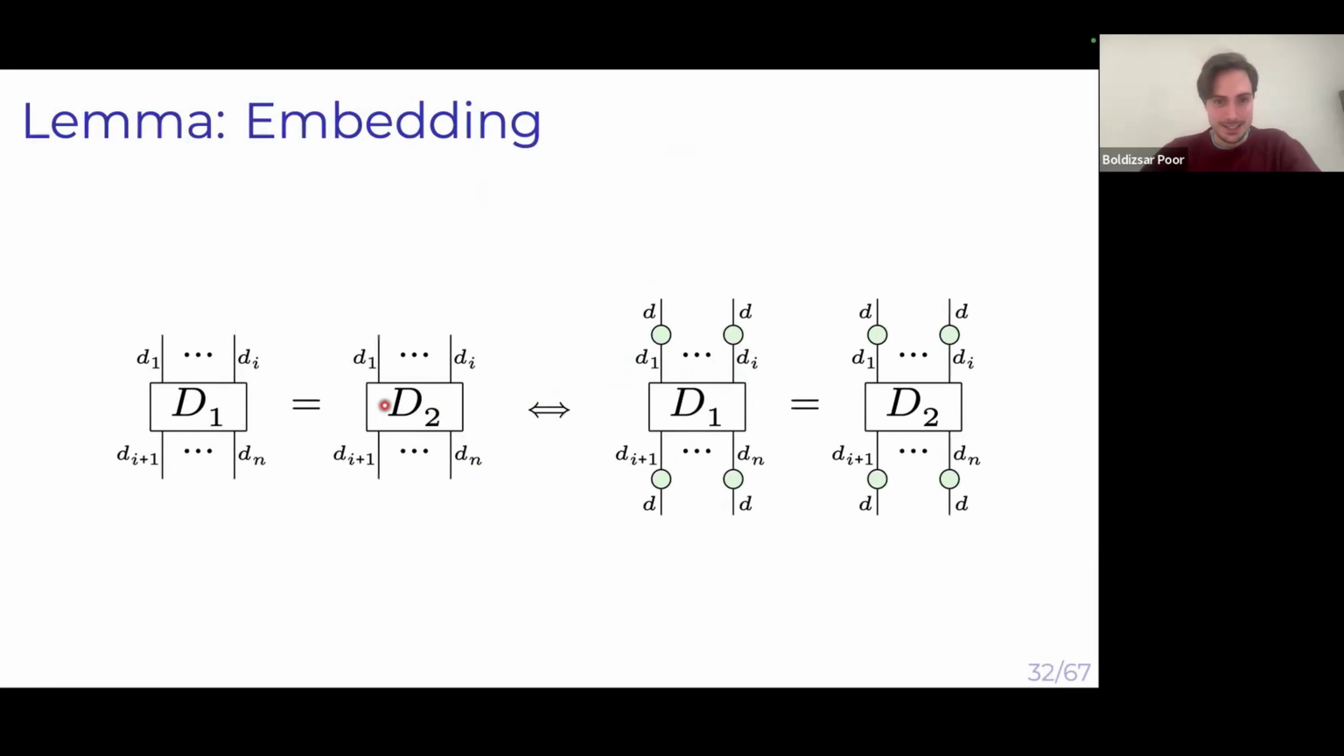So what this says is if you have two mixed dimensional diagrams and you know that they are equal, so this equals this, then that's equivalent to having two diagrams where you embed from a larger state space D. So here all the dimensions on top and bottom are D, but you embed these things into this smaller state space and these two are equal. So if you can show this, then you will be able to derive this. So these two statements are equivalent.